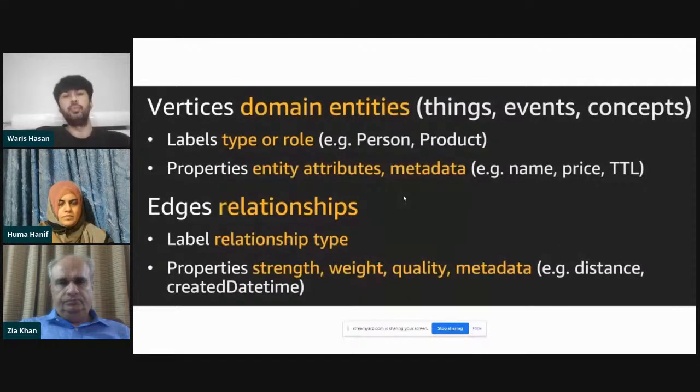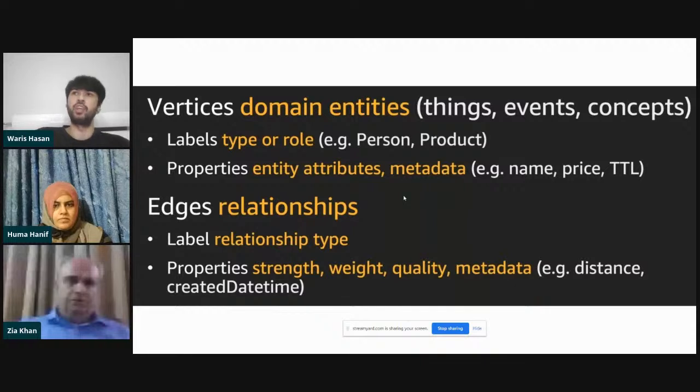For example, if my label is a person, then in the properties I would add the name of the person, the age, the address, the email address, things like these. If my label is a book, the properties would be the author, the number of pages, the title of the book. If my label is a restaurant, the properties would be the name of the restaurant, the location, things like these. So this is how you create vertices.